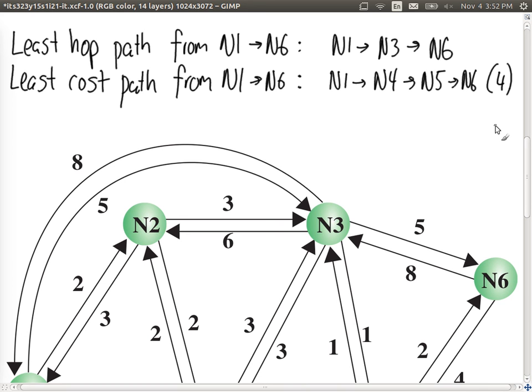Dijkstra algorithm is one of them. Okay, I think you've studied it in some other course. The Dijkstra algorithm is an algorithm for finding the least cost path from one node, actually it finds from one node to all other nodes. So there are algorithms that will do it for us. We will not study that. We'll assume that we have some algorithm that will do it. Bellman-Ford is another algorithm that will find it in a different way. So there are algorithms for finding the least cost path.